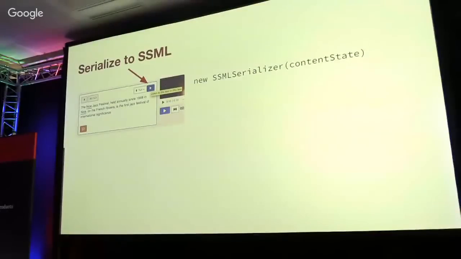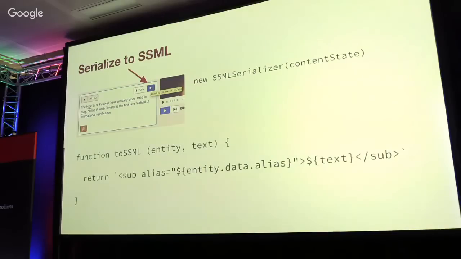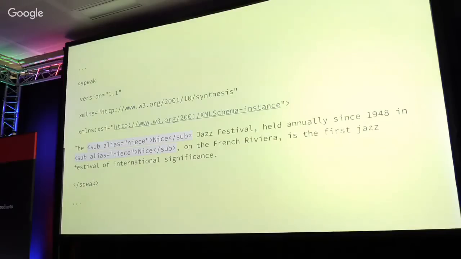So what we've got is an SSML serializer, which takes that content state in and transforms it into XML. And at that point, it's pretty simple. I've got my entity, from which I can access my data, which is my alias there, and I've got my text, which Draft is giving me outside of that. And there we go. That's the XML which we are able to send up to the voice provider, and that is what makes it read correctly. So I think that's pretty much it from Alto.